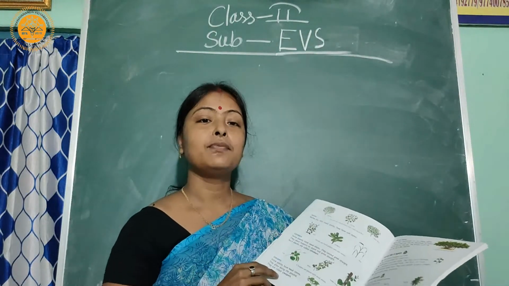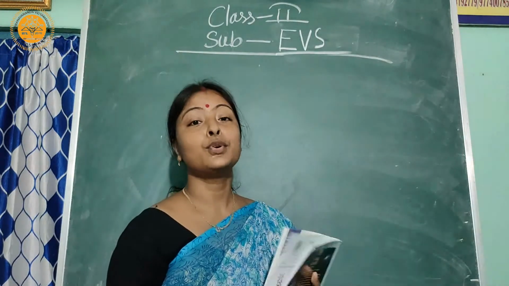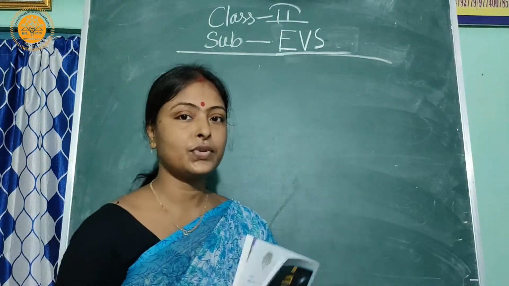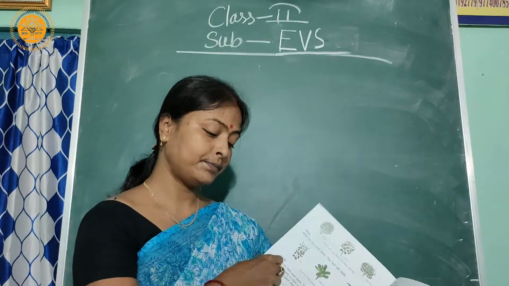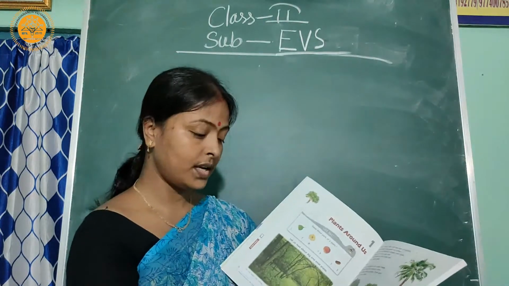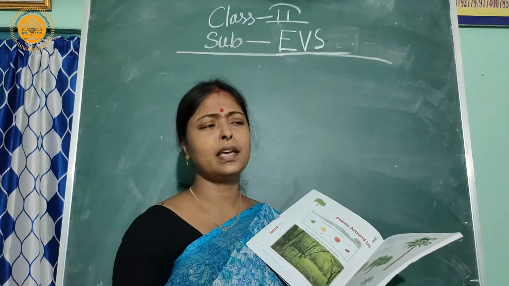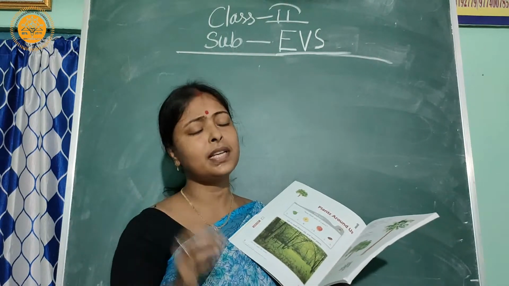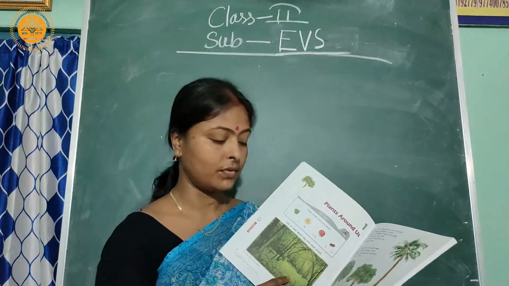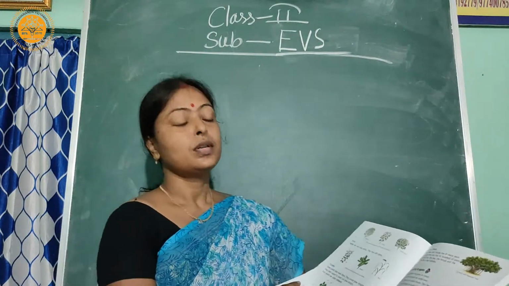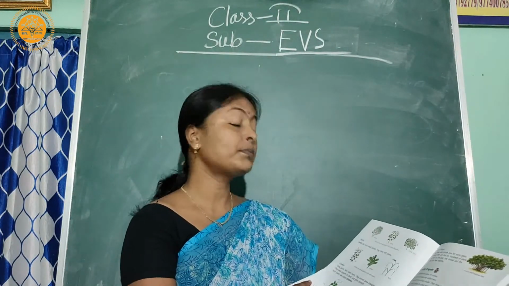Mehendi plant. If you ask your parents to show you mehendi plants in village areas, you can see mehendi plants. Then the rose plant is always very famous. Commonly in every house, a rose plant is found. These are shrubs. So, shrubs are small plants with many branches.